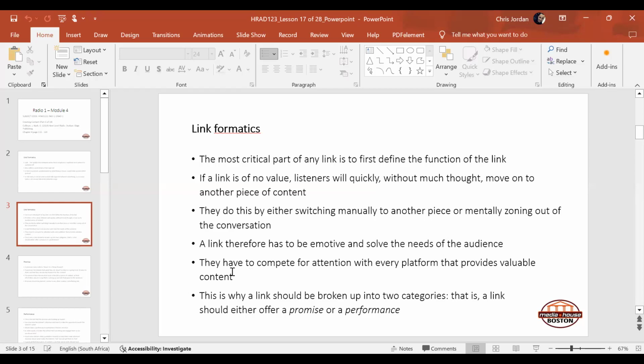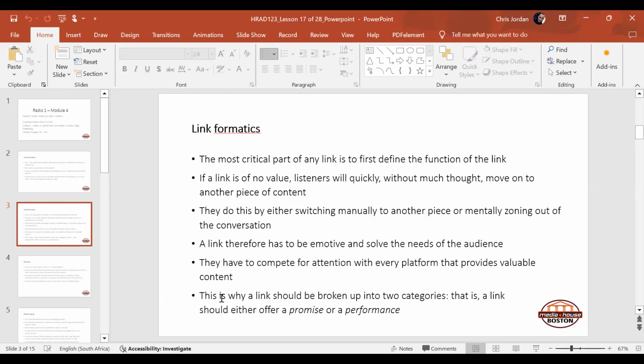We have to compete for attention with every platform that provides valuable content. That's us. We've got to compete for that, right? And there's a lot of platforms and a lot of content out there, and there's also great content. I'll make that statement on purpose because it's true. There's a lot of great content out there, but there's even more terrible content, right? It doesn't matter. The thing is that we want to keep them on our radio show if they've chosen to listen to it.